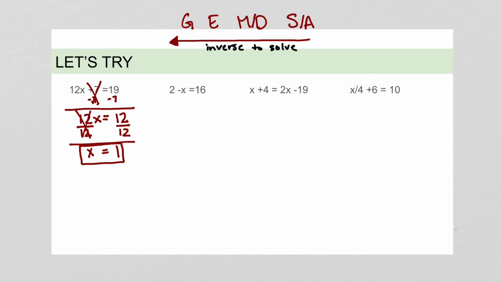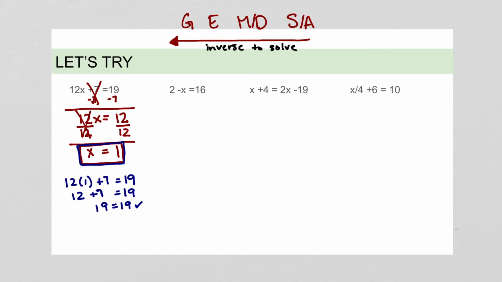And if we want to check that, we can always just plug it into the original to see. 12 times 1 plus 7 equals 19. Well, 12 times 1. Now we're going to use GEMS the right way because we're simplifying it, we're not solving it. So multiplication and division comes first. Gives me 12 plus 1 equals 19. I'm sorry, that's a 7. There we go. And 12 plus 7 is 19, equals 19. That is a true statement, so I know that this is correct.